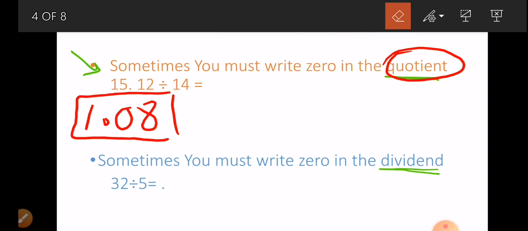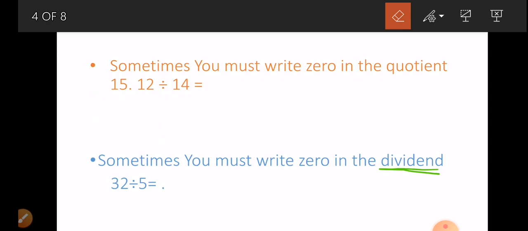This case now that we will explain, when do we need to add 0 in my dividend? And this one also. Okay, let's start. I would write my numbers as a long division, 32 inside, 5 outside.